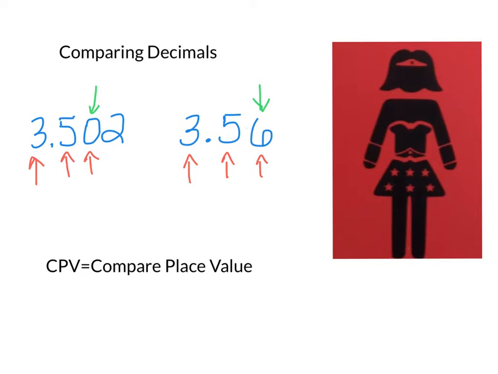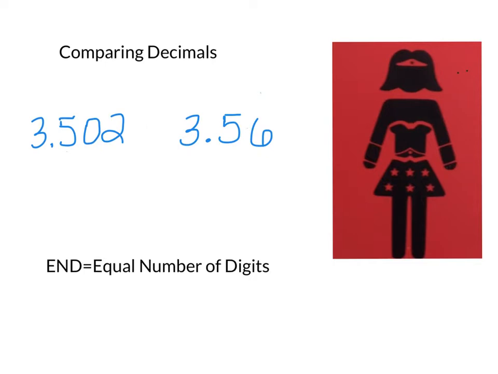So when we go to put in our symbol, we will want to face it towards the larger number. The gator always wants to eat more, and you would face it towards 3 and 56 hundredths. So here again, we're looking at the 6 and comparing it with the 0. 6 is larger than 0, so the gator mouth is going to face 3 and 56 hundredths.